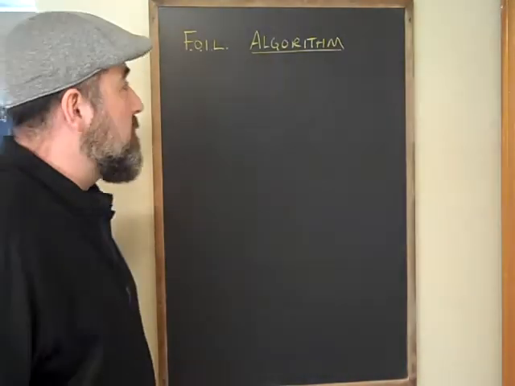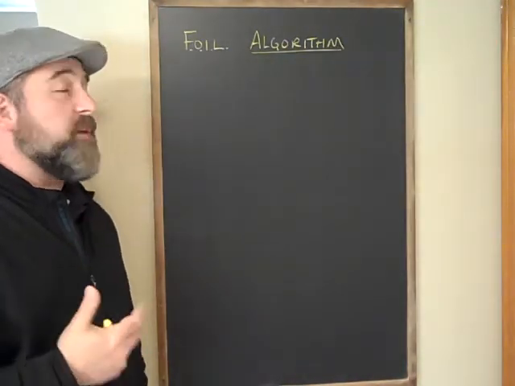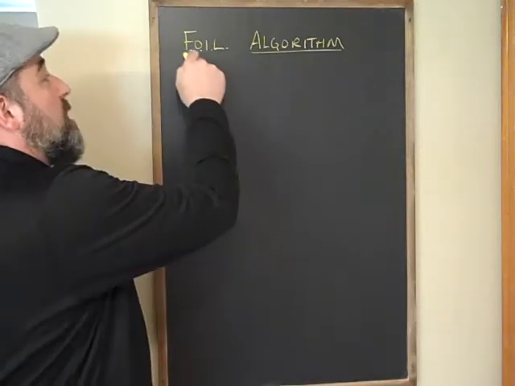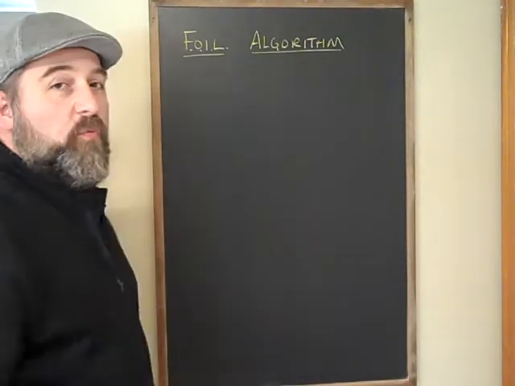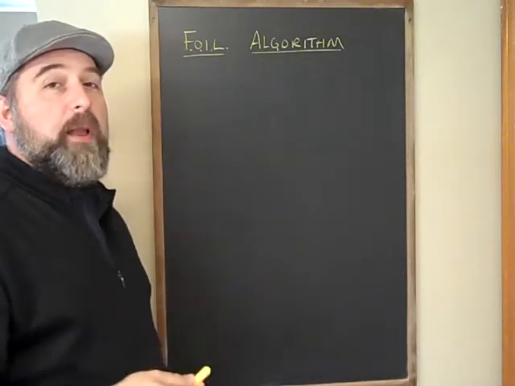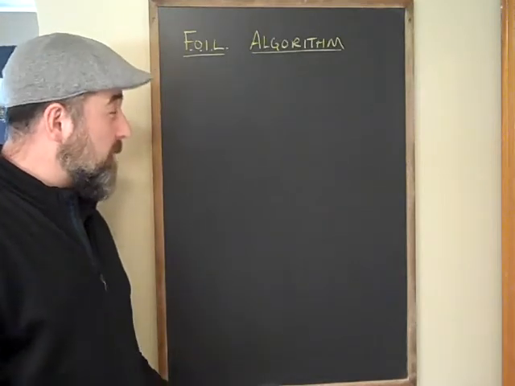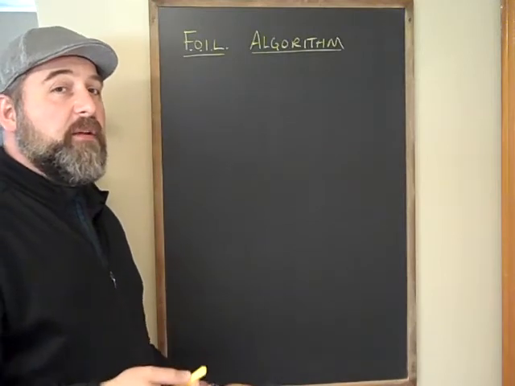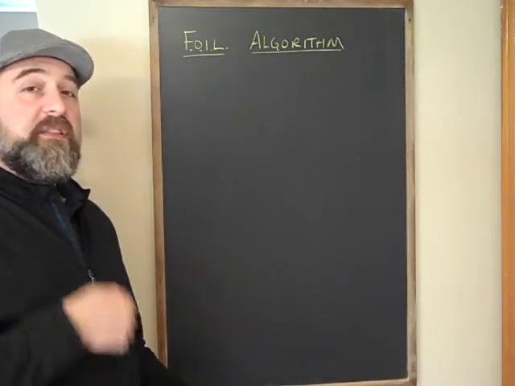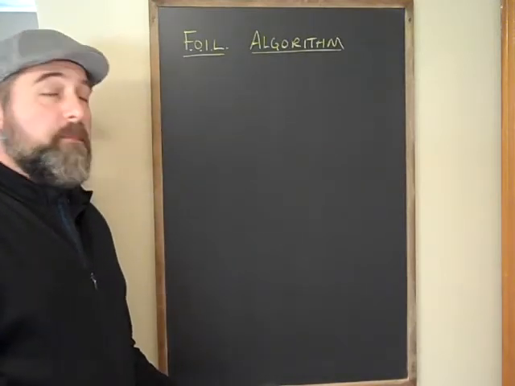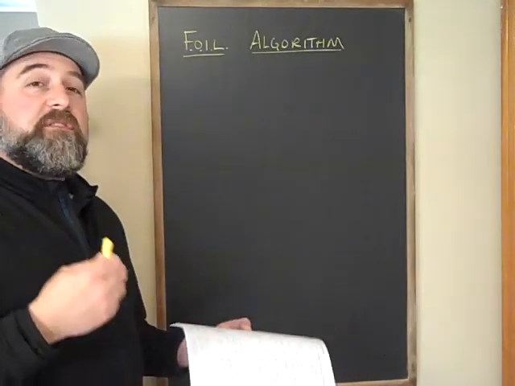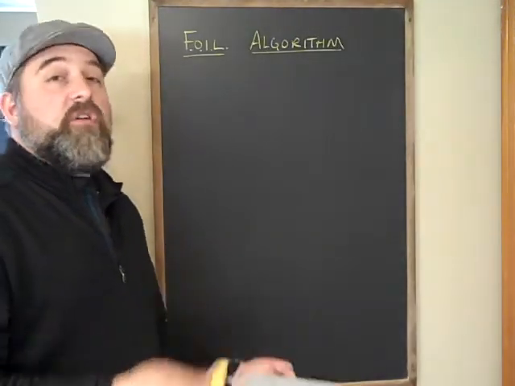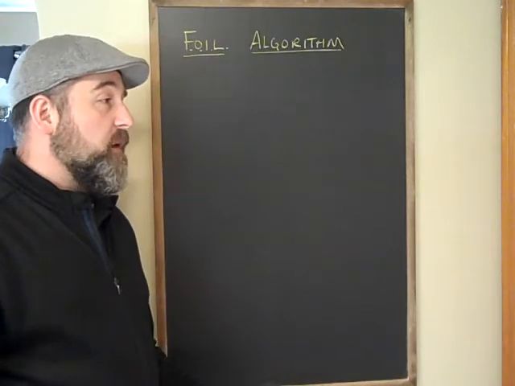This last part of our notes is focused on something called the FOIL algorithm. The FOIL algorithm is a way to multiply a binomial times another binomial and end up with a result a little bit quicker than just using the extended distribution property. An algorithm is just a set of steps you take to solve a problem.